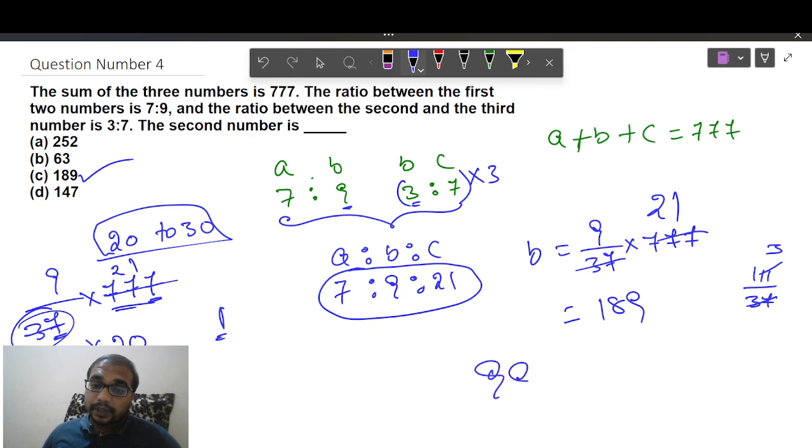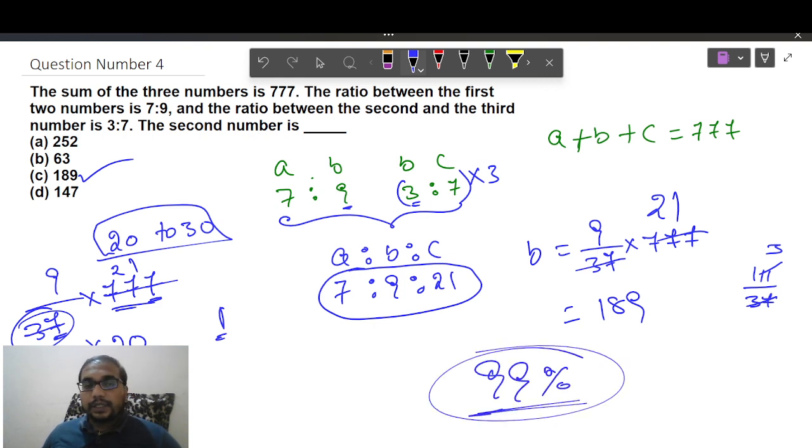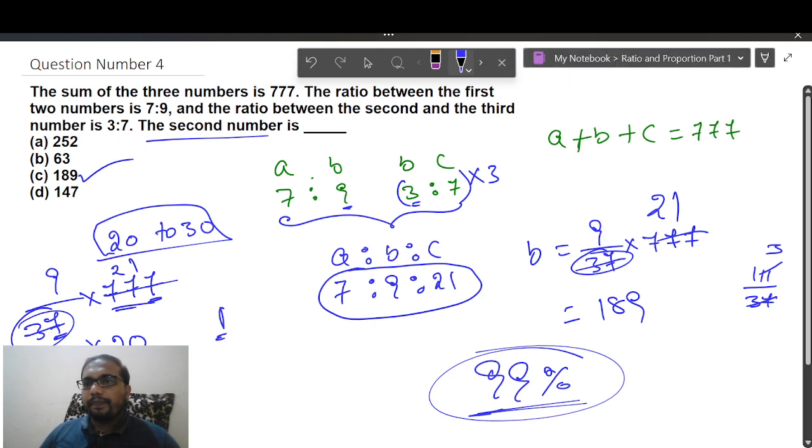Yeah, in 99% of cases, by seeing the options only you can say that. What is the second number? All are integers given. So obviously whatever the denominator, it should be cancelled in this number.